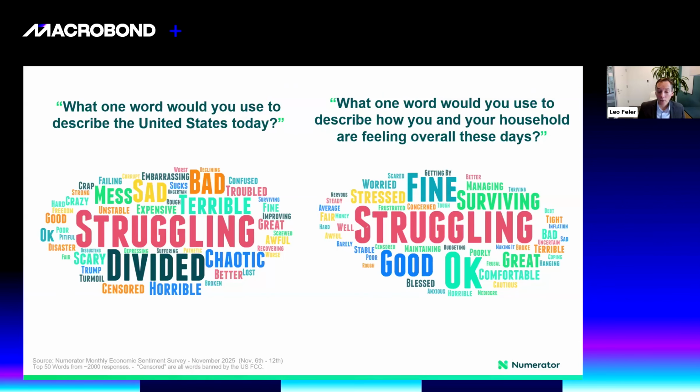Now, when we ask a different question, which is what one word would you use to describe how you and your household are feeling overall these days, we start getting something a little bit different. We still get struggling, but you'll see that we get a lot more goods, okays, surviving, fine, great, comfortable, right? People are more optimistic about their own situation than they are about the US. And I think this is what is helping hold spending up: even if consumers are saying, yeah, I'm concerned about the United States, they're also saying, but for the most part, I'm doing okay.